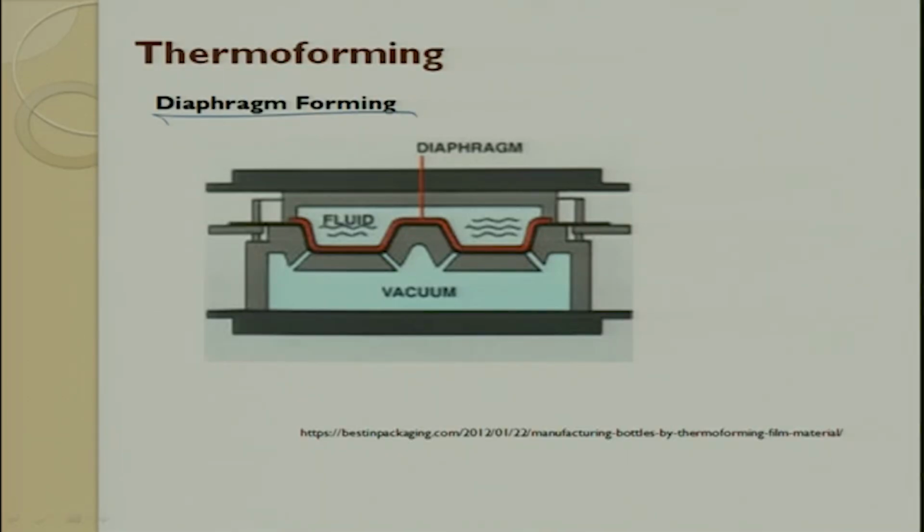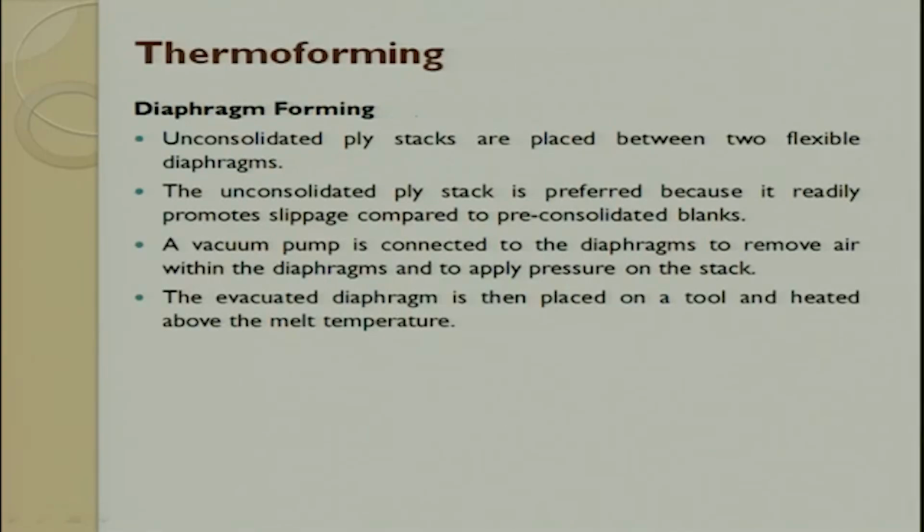This diaphragm forming is used for making double curvatured surfaces, which is very difficult to make through any other process, and please keep it in mind, it is a thermoplastic process. Thermoset is a different story. It is a thermoplastic process. So, this is used for making any complicated shapes.